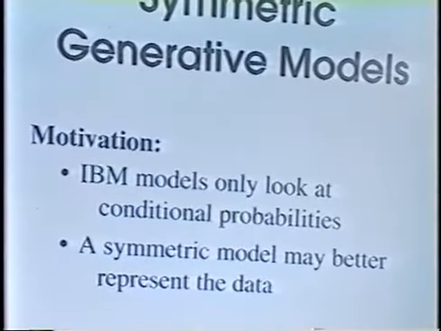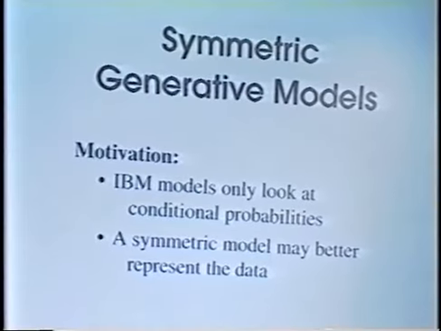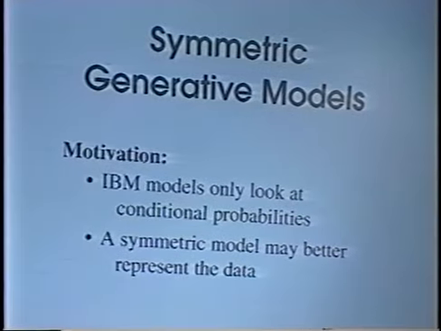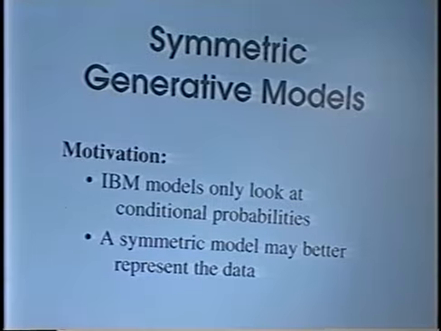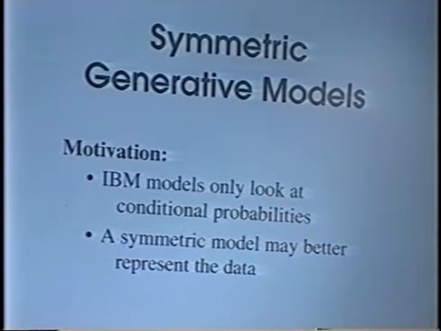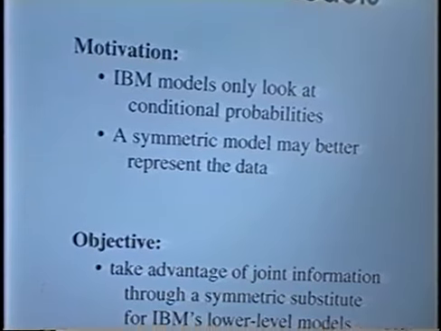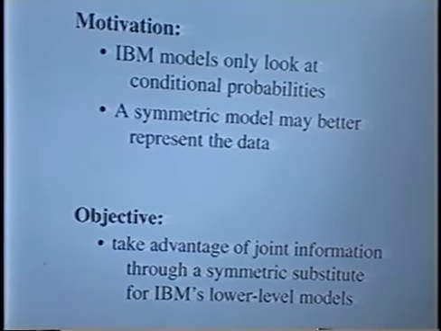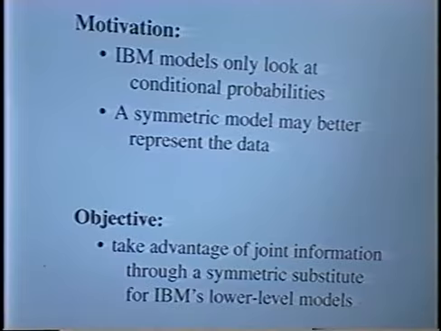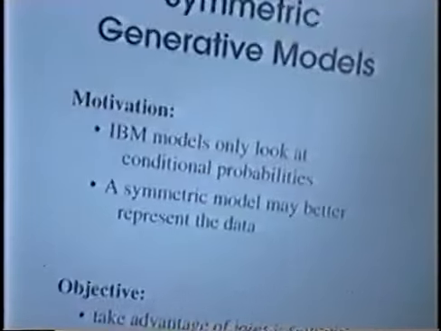Another approach that we can take is to use symmetric generative models in place of IBM's earlier models. The motivation for this is that IBM models only look at conditional probabilities, when joint probabilities may give us a better model of the data that we're trying to represent. So our objective is to take advantage of joint probabilities through a symmetric model.